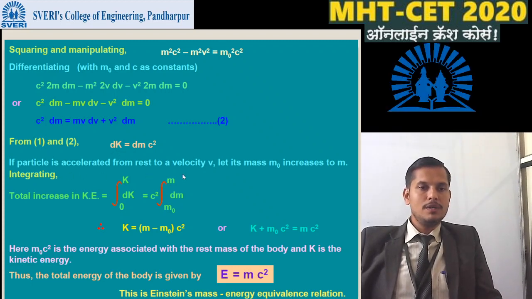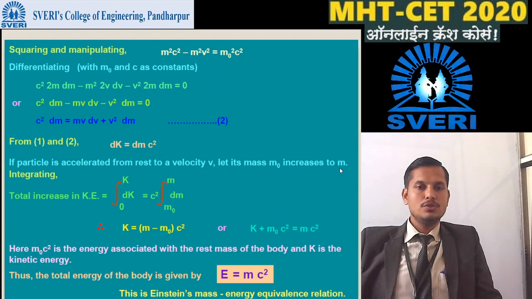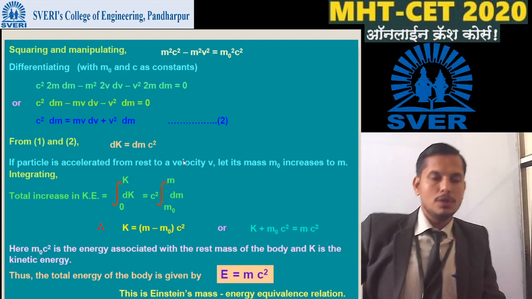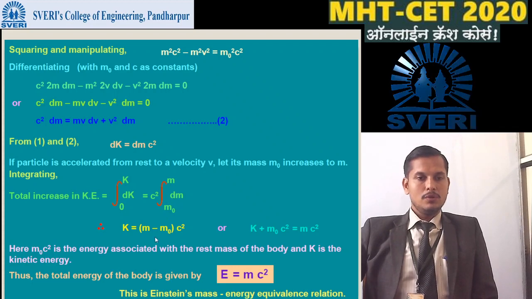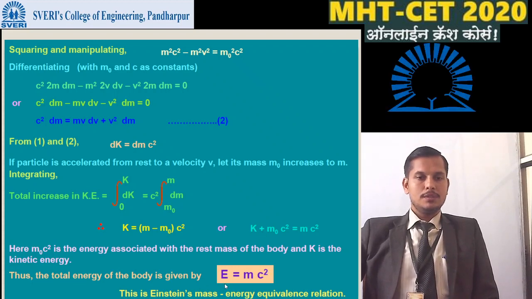So if a particle is accelerated from rest to a velocity v, let its mass m0 increase to m. Integrating, we can get the total kinetic energy. The total increase in kinetic energy is the integration of dK, which is equal to c square into the integration of dm from m0 to m. So it simply becomes K, and by solving this, we get m minus m0 into c square, or simply K plus m0 c square is equal to mc square. Here m0 c square is the energy associated with the rest mass of the body, and K is the kinetic energy. Thus the total energy of the body is simply E is equal to mc square. This is called Einstein's mass energy equivalence equation or relation.